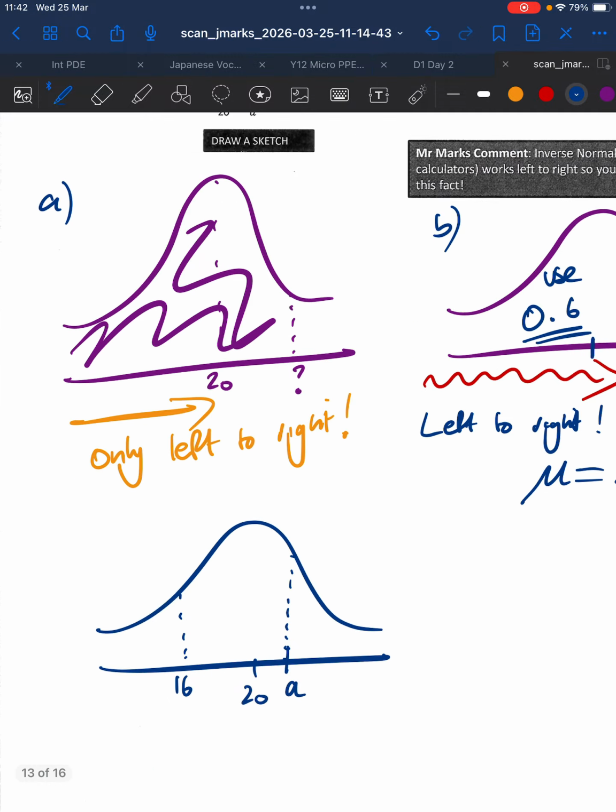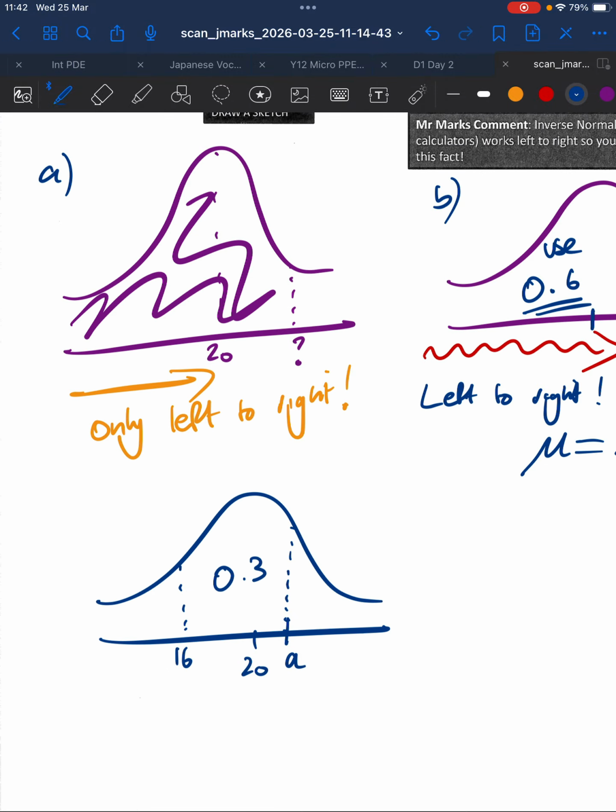It said 0.3, so we want this area to be 0.3. Remember, our calculator can only go from the far left all the way over to the right to reach our value. It cannot do this, all right? It's not capable of doing that. So when we have situations like this, the best thing to do normally is use one of the numbers that's there already and see what probability is attached to that. So if you do inverse normal of 16, you should end up getting 0.09121.